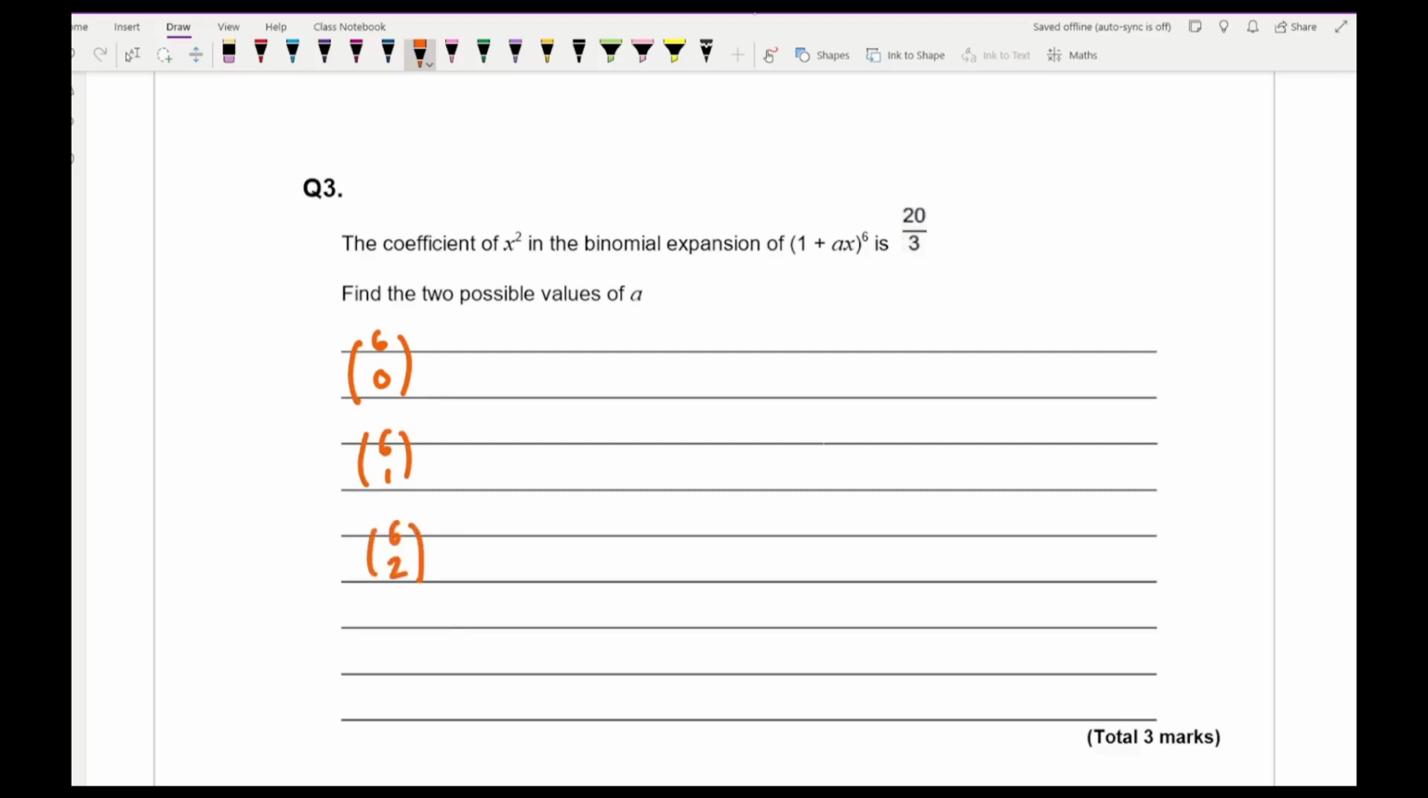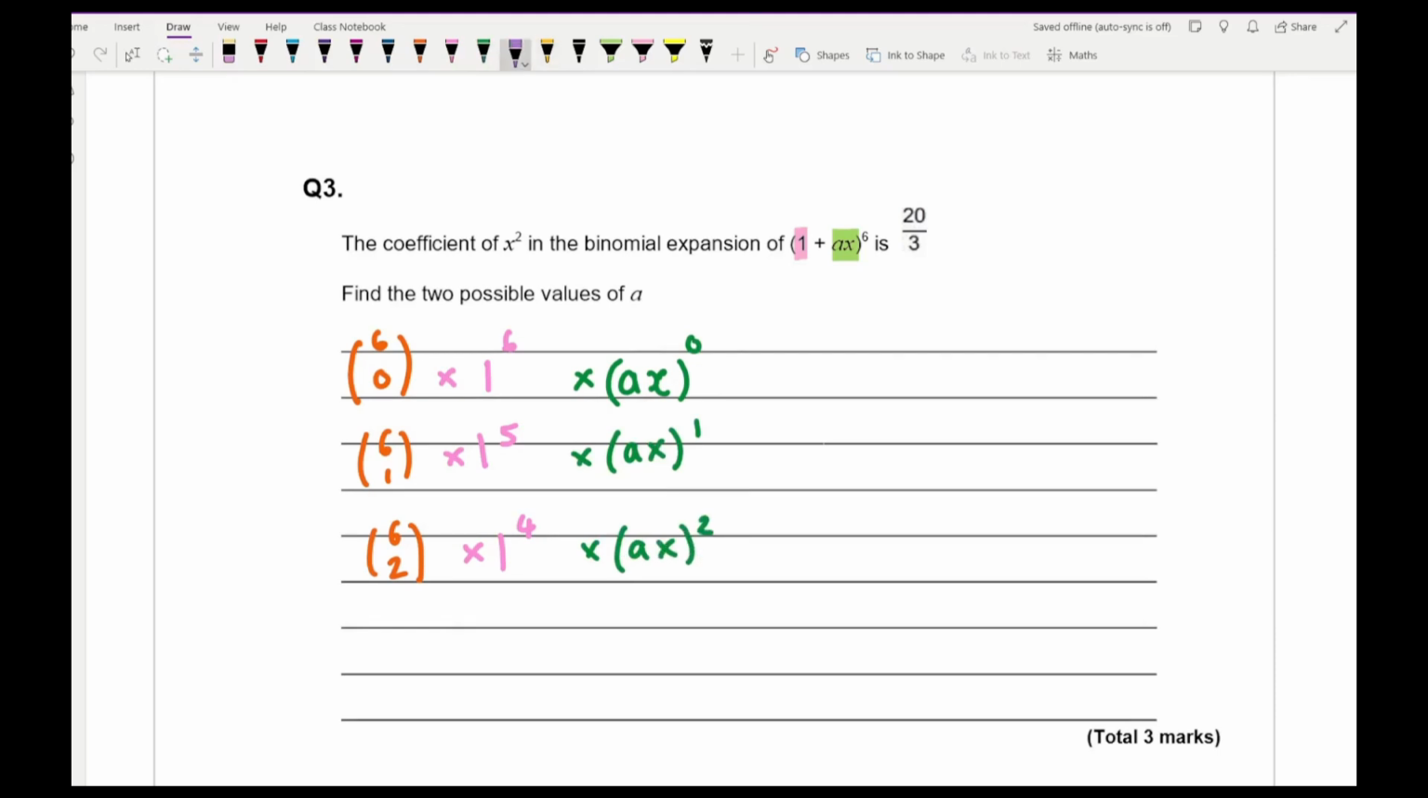We then move on to the powers. So here we've got the first term, which starts high, so that's going to be 1 to the power of 6. And then the second term will be 1 to the power of 5, and then the third term is going to be 1 to the power of 4. And then it's dealing with the second term in the bracket, which in this case is ax, and that starts low, so that'll be ax to the power of 0, then ax to the power of 1, and then ax to the power of 2.